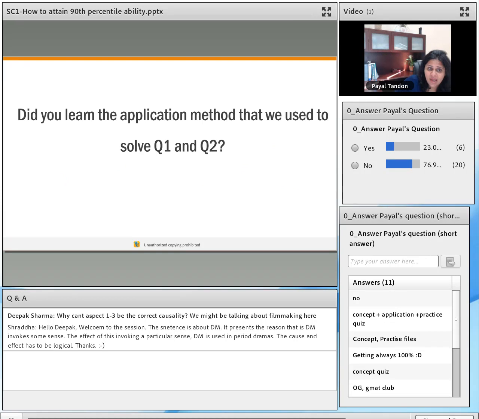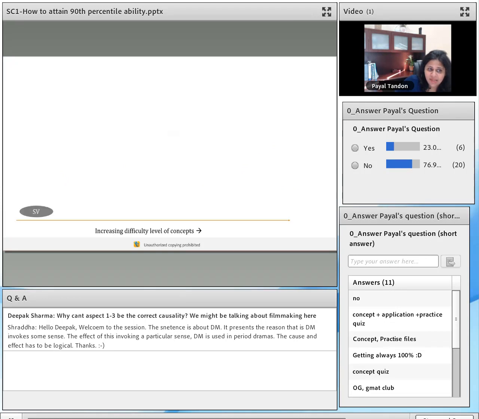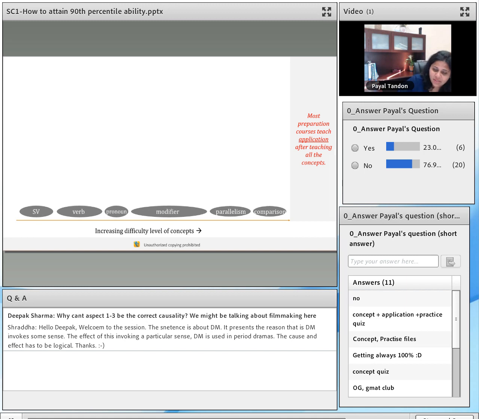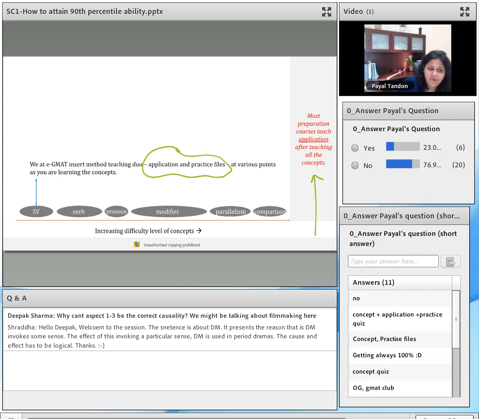But unfortunately, as we talked about, these are all the concepts that you need to learn in sentence correction. Most preparation courses teach you application after teaching all the concepts. But at e-GMAT, we have inserted this duo, application and practice files, in every module. So your subject verb block, as you're learning subject verb concepts, will have purpose-built application and practice files, which will have full-length SC questions, but only with subject verb related errors that you have learned about in this particular module.